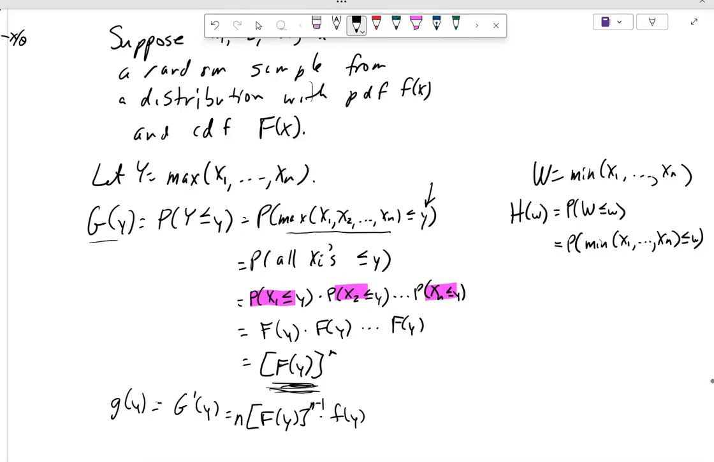Can I say the same thing for the minimum? Just because the minimum is less than or equal to a number, does that mean that all of them are less than or equal to that number? No, right? If the minimum is less than or equal to the number, that just means that the lowest one's less than that. The rest of them could be above it, right? Can you rewrite this, though, into a statement where you know that the minimum does have a certain relationship to W? Yeah, I can do a complement. Good. That's exactly right. Let's do 1 minus this.